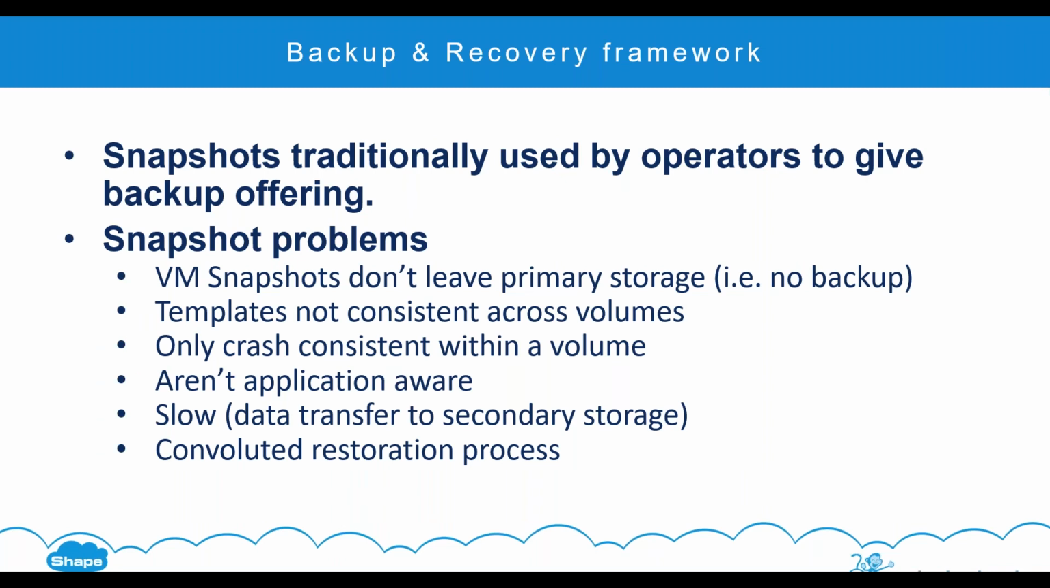If you use VM snapshots in CloudStack, they don't even move off primary storage. They're still on the same disk. Using volume snapshots, we've then got problems with consistency. They're not application aware. They were slow because we're moving data between primary and secondary storage, and then a really convoluted restoration process of creating a template based on the snapshot, then creating a VM based on that.